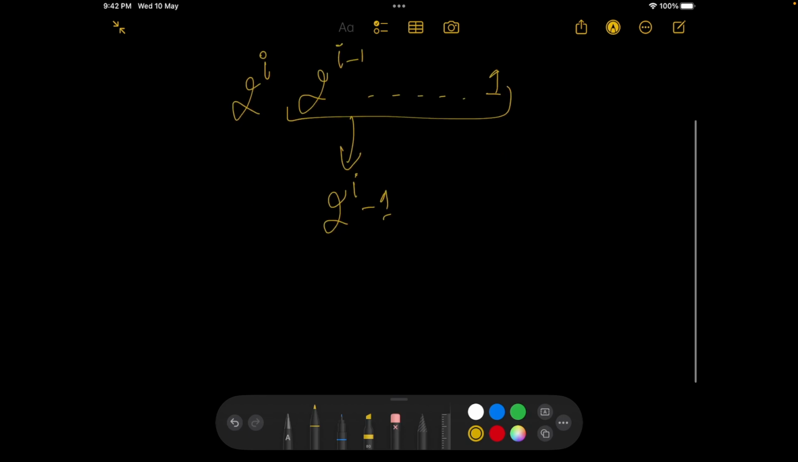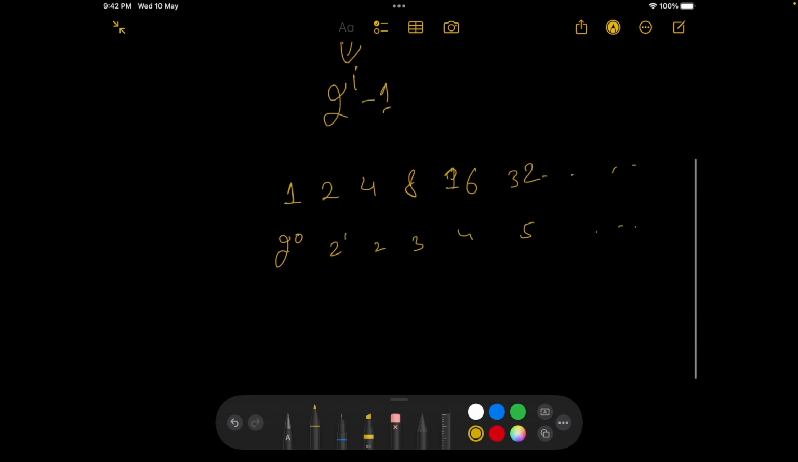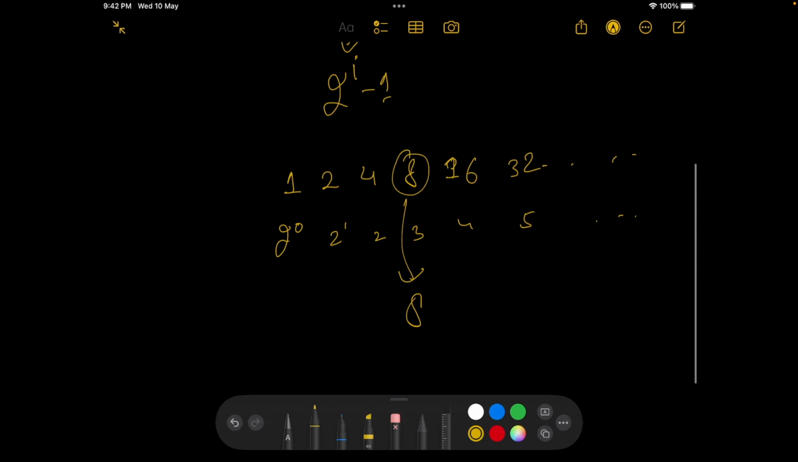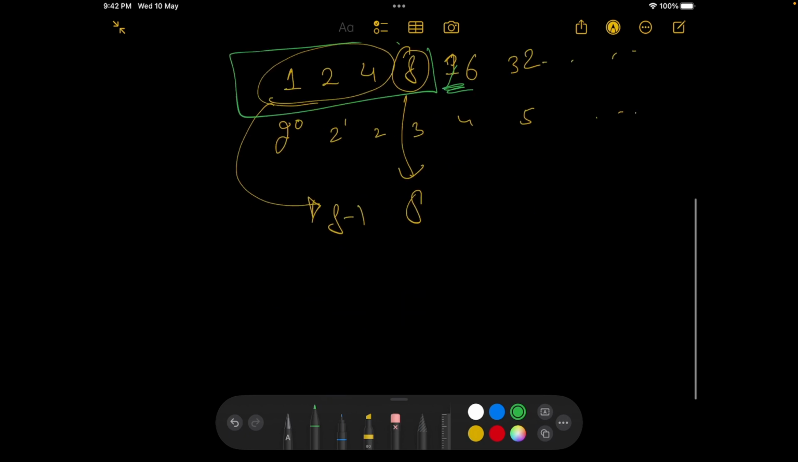Let's try to understand it in detail. Let's say I have 1, 2, 4, 8, 16, 32, 64, and so on and so forth, right? So these are the powers of 2. This is 2 to the power 0, this is 2 to the power 1, then 2, 3, 4, 5, and so on. Let's say I pick 8 over here. So these three, when summed, would be 8 minus 1. When all these numbers in entirety are summed, they would be 16 minus 1, because 16 is the next number, right? So what we understand from this is that the number having the value 2 to the power i individually would be greater than all the numbers to its left, correct? And that is something we can use.